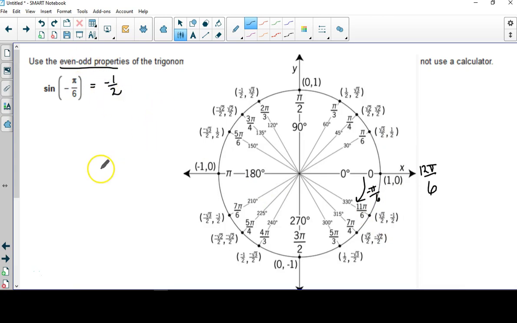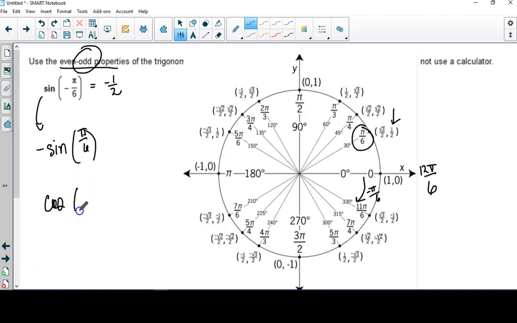What the odd-even properties say is, well, sine, that's odd, which means that you can just go to the positive version and then flip it. So I could have also looked at this as saying the same thing as this. And I would have gotten the same exact thing, right? Because sine of pi over 6 is 1/2. Negate the symbol, negative 1/2.